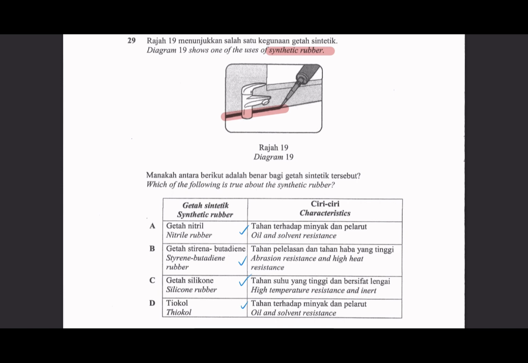Which of the following is true about the synthetic rubber? I think the question is looking for what the type of synthetic rubber is used. Nitrile rubber normally is used for gloves. SBR normally we use as a shoe. Silicone rubber normally we use for sealant, for cookware.